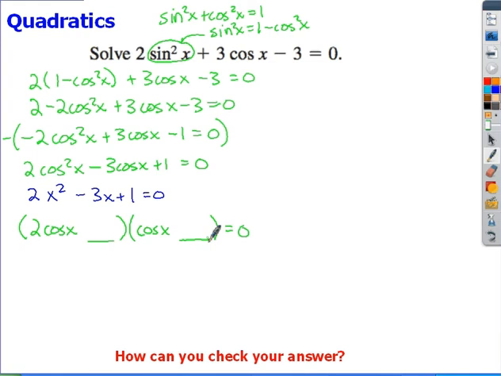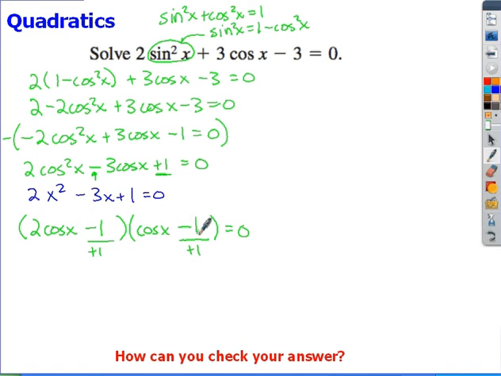Well, I know that when I multiply those two numbers, I should get positive 1. So the only thing they can be is either positive 1 and positive 1, or they might also be negative 1 times negative 1. But since I have a negative sign here, they're going to have to be negative. So it must be negative 1 and negative 1.